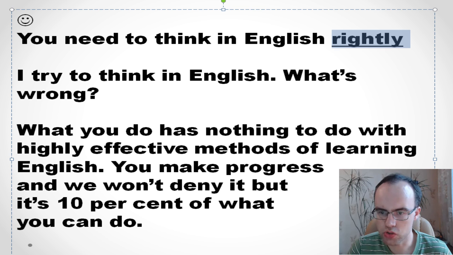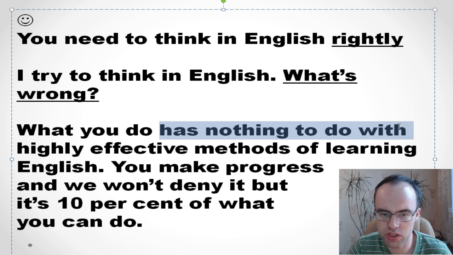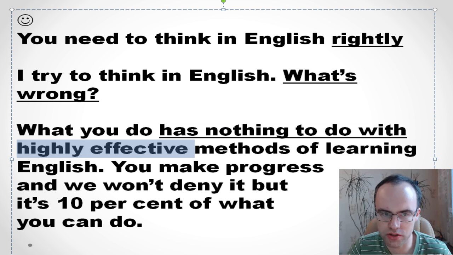I try to think in English, what's wrong? So what's wrong or what's the problem? What you do has nothing to do with highly effective methods of learning English. So what you do, it means it's not about effective. It has nothing to do with, it means it's not about, or it isn't about highly effective or very effective methods of learning English. So it isn't effective. It isn't so effective.